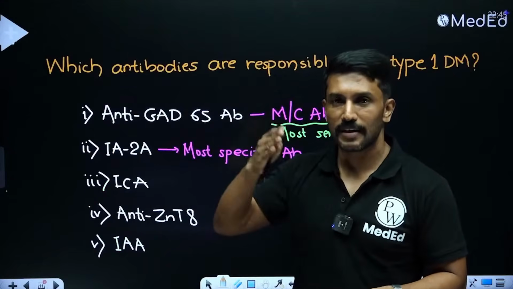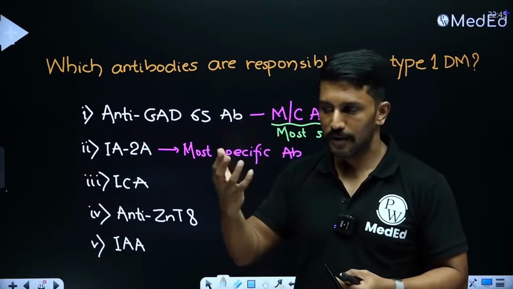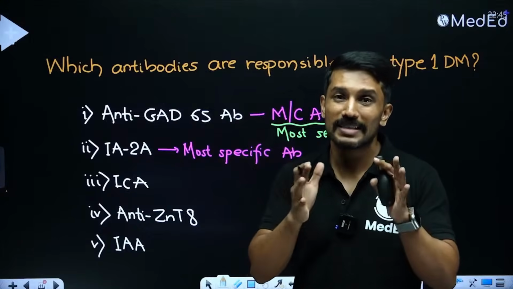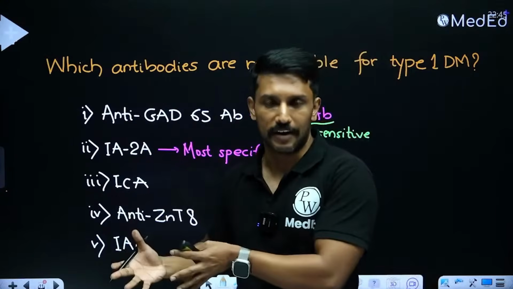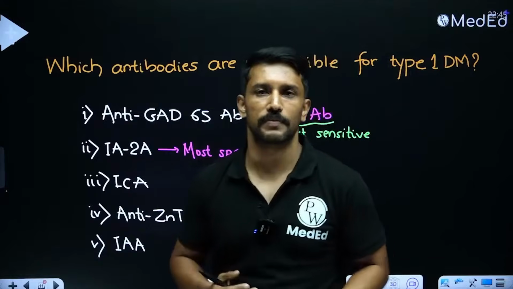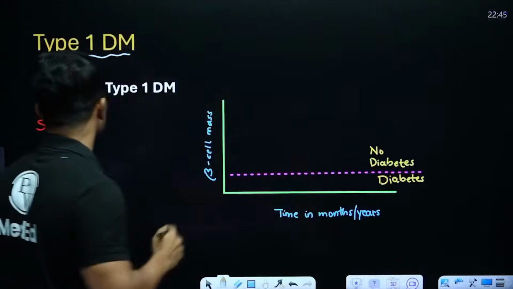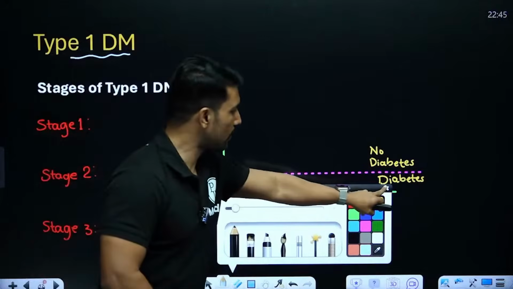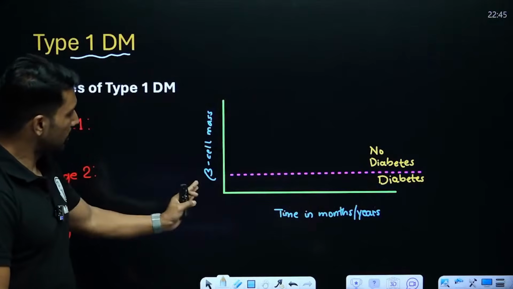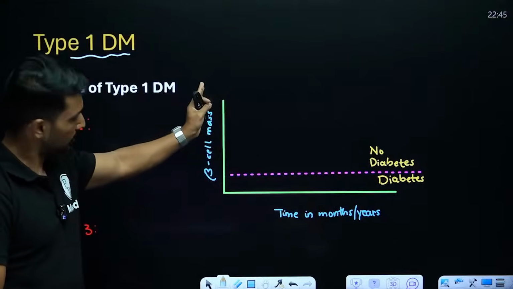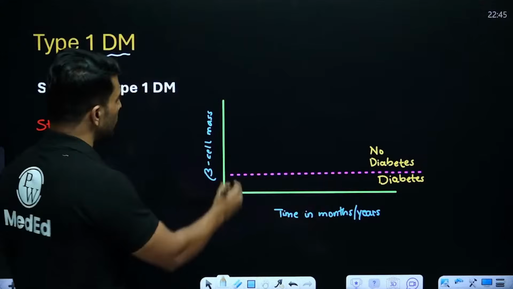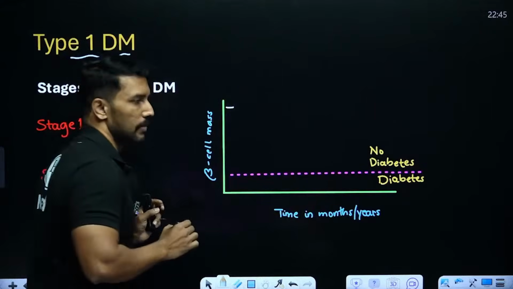So as the beta cell destruction starts happening, the ability to produce insulin starts coming down, and only when a reasonable number of beta cells are dead, then I will manifest with diabetes. So it progresses through stages. In stage 1, let us understand it through a graph. In this graph, we will plot the beta cell mass on the y-axis, and on the x-axis, we will plot the time. So in the beginning, I will have very high amount of beta cell mass, right?